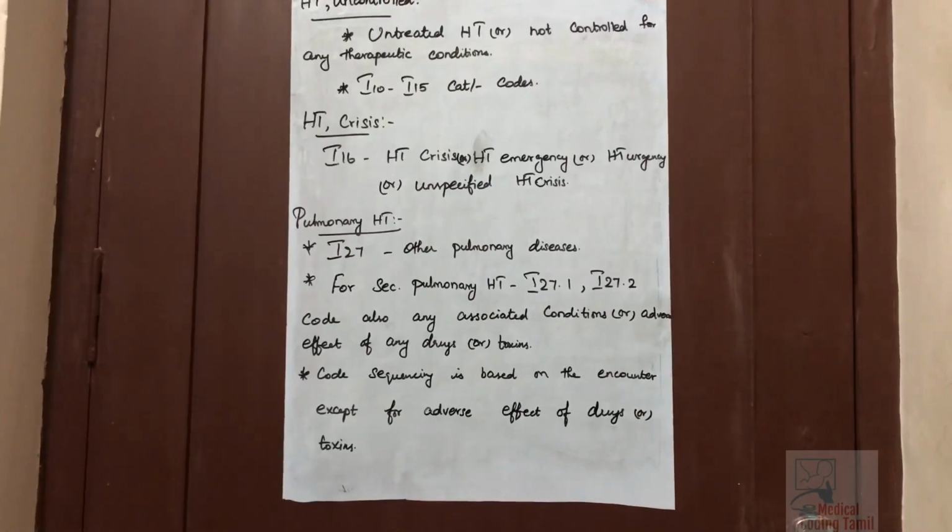The next topic is pulmonary hypertension. I27, other pulmonary heart diseases, code we have to give. For secondary pulmonary hypertension, we have to assign I27.1 and I27.2 codes. Code also any associated condition with this, or any adverse effect of any drugs or toxins; we have to code these conditions also along with the secondary pulmonary hypertension code. The code sequencing is fully based on the encounter of admission or encounter of patient visit, except for the adverse effect of drugs and toxins. This is the part 1 of chapter 9 coding guidelines.